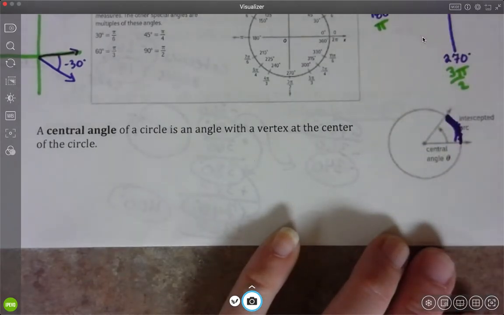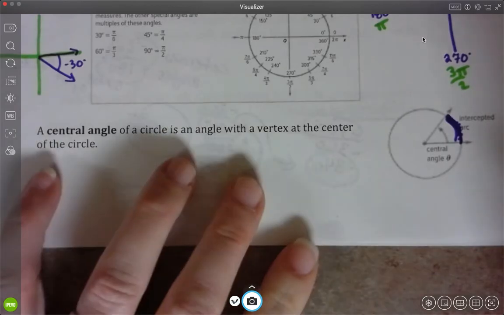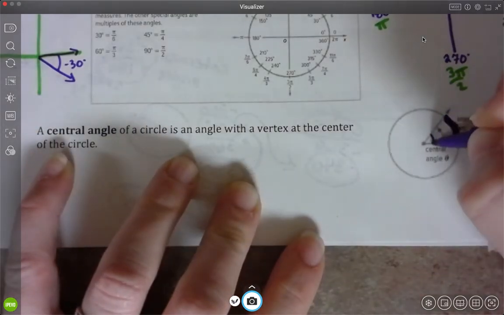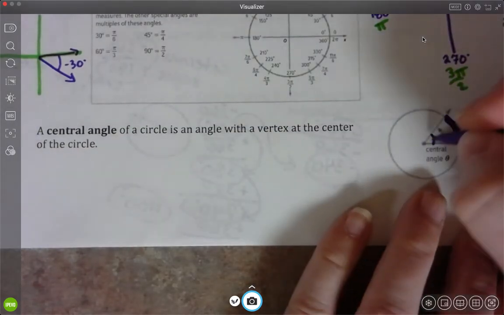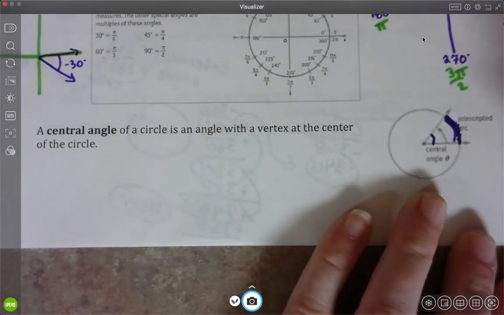Okay, well, some terminology that they use is a central angle. So they have a central angle labeled here, which, in this case, is an acute angle, so maybe that is 60 degrees.